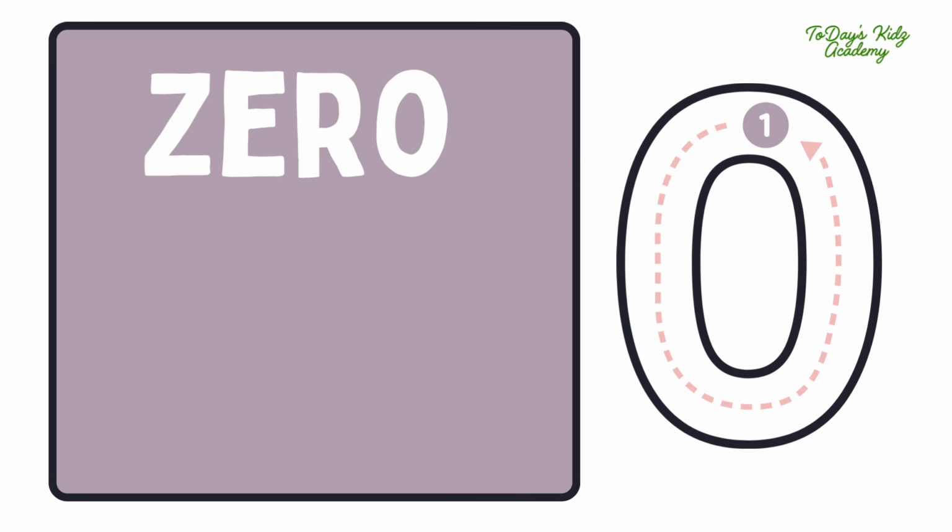Number 0. This is the number 0. Can you say 0? Great job. Let's trace it. Start at the top, go around, and back to the top. 0. Now let's count. How many do you see? 0. 0 means none.